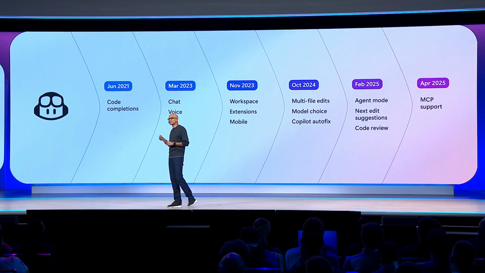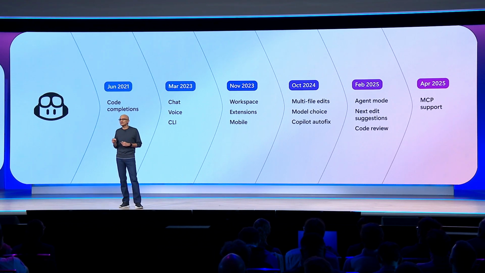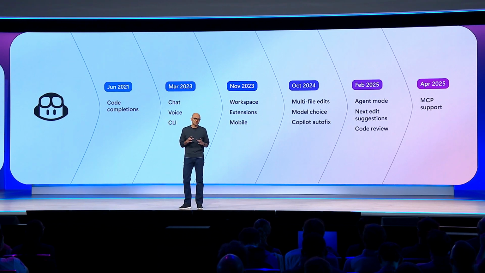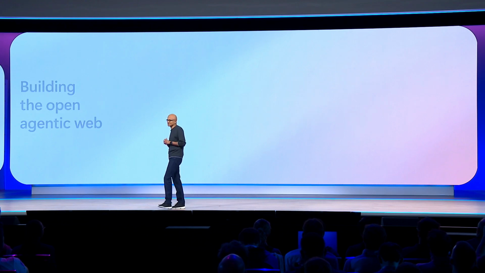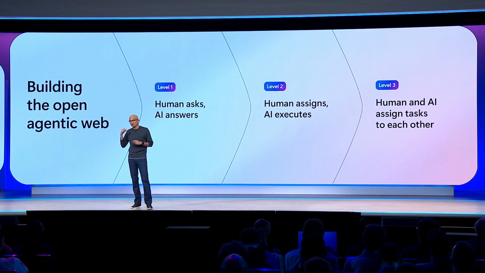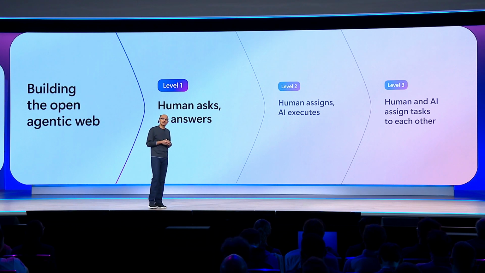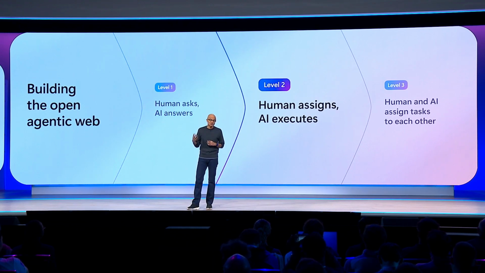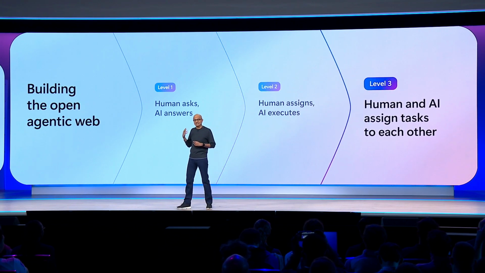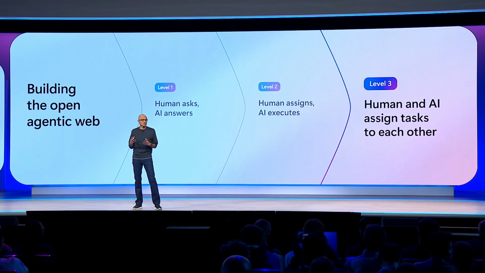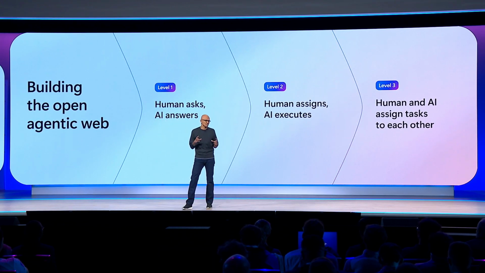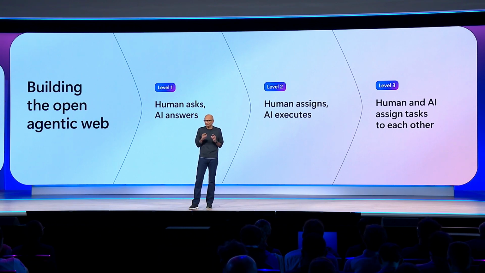In fact, over the past few years, we've gone from code completions to chat to multi-file edits and now agents. And this same pattern is emerging more broadly across the agentic web. You can ask questions and AI assistants give us answers. You can assign tasks to agents and have them execute them, or work side by side with AI to complete jobs and projects. And you can mix and match all of these form factors, right? That's what we care about as developers. It's not about any one of them.